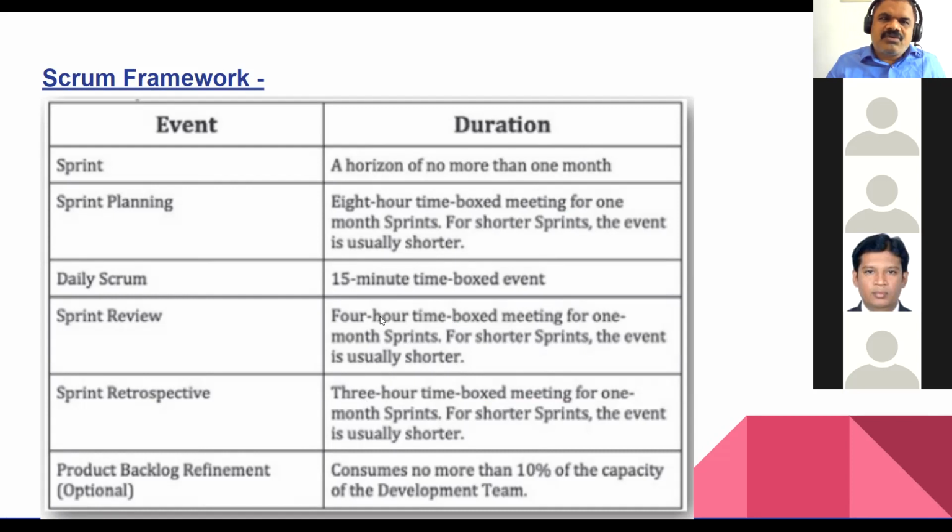For sprint planning for 2 weeks, it is 4 hours, 8 by 2 is 4. Sprint review is 2 hours for a 2 week sprint. Sprint retrospective is 1.5 hours for a 2 week sprint. So ideally, these questions will be asked.